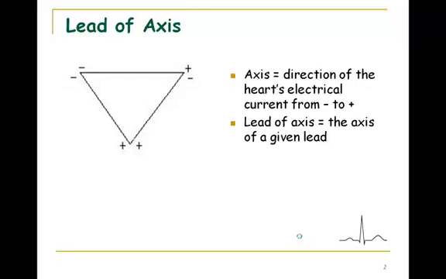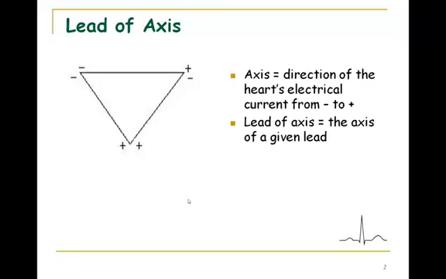If we look at Einthoven's triangle, Einthoven's triangle is considered to be an equilateral triangle, and each of these represents one of the leads, or the standard limb leads. You have standard limb lead 1 up here, standard limb lead 2 is over here, and standard limb lead 3 is right here.